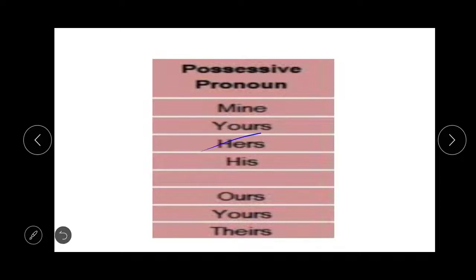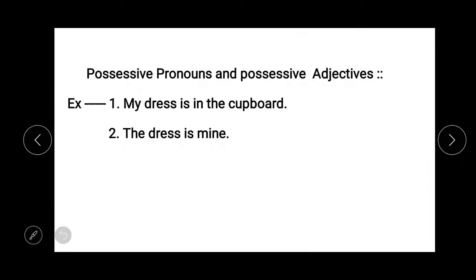Now students, let me show you another important topic relating to possessive pronouns, and that is possessive pronouns and possessive adjectives. Meaning in adjectives also we have a possessive category, and both are almost similar. That's why let me show you the difference between the two. In order to differentiate between these two, here I have included two examples. The first example is, my dress is in the cupboard. And number 2, the dress is mine.